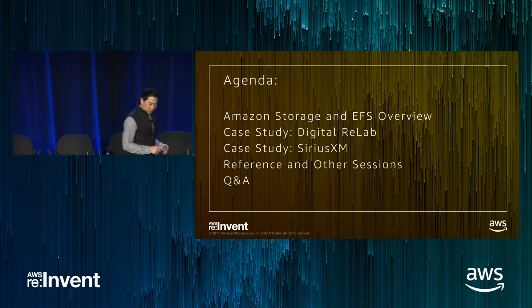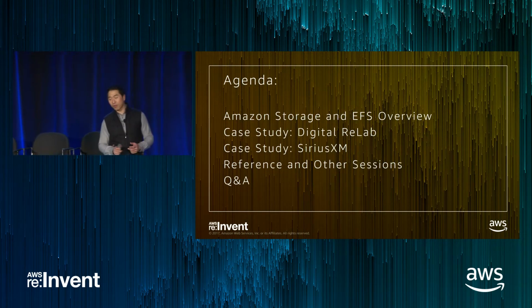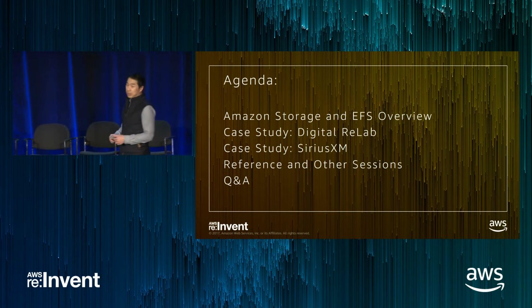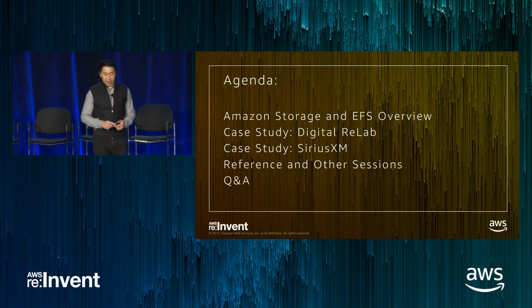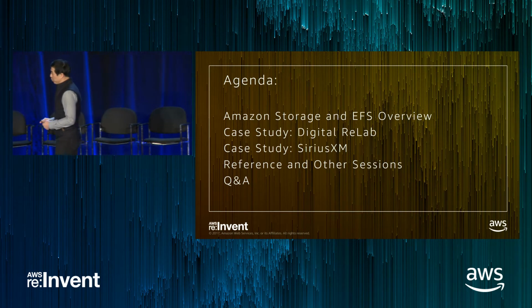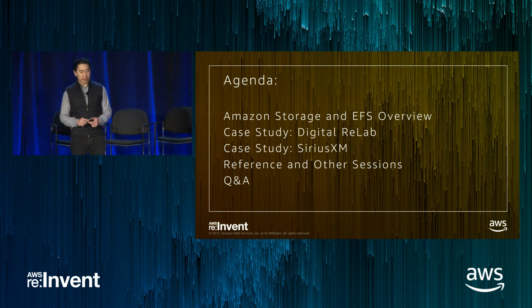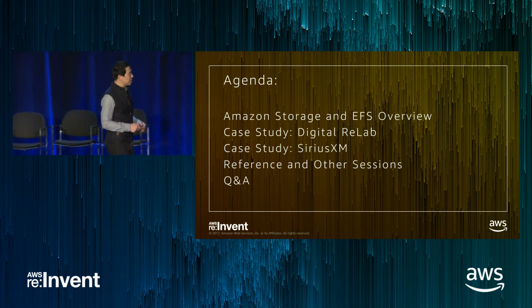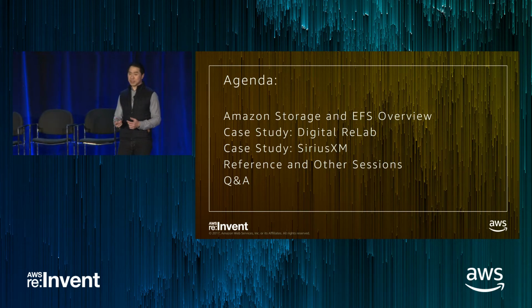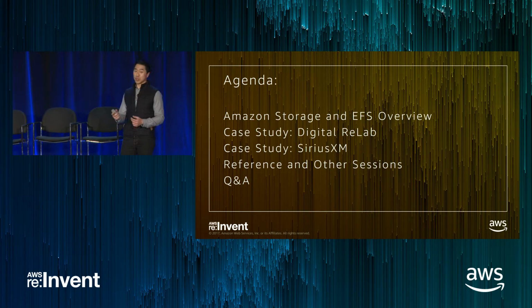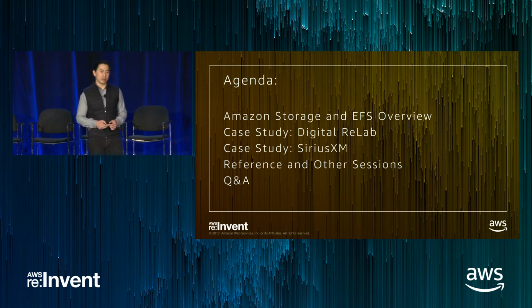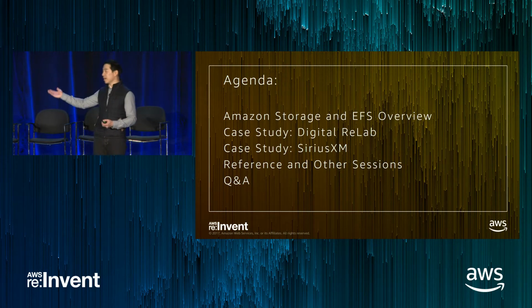So here's what we have in store for you today. First, we'll start with an overview of storage at Amazon and a brief overview of Amazon EFS, Elastic File System. Then I'll turn the floor over to Richard at Digital ReLab. Next, we'll have SiriusXM share their story or their journey with Amazon EFS. And then we'll close with some reference material and links to other sessions here at re:Invent. And we should have about 5 to 10 minutes for dedicated Q&A. And we can always have individual Q&A here up at the front of the room.